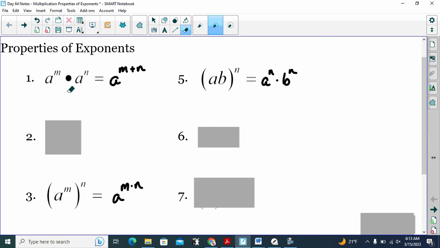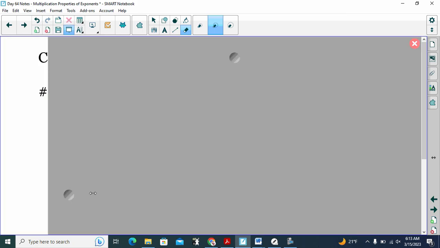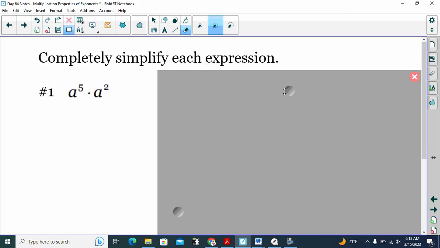So if I'm multiplying, I add the exponents. Power of a power, we multiply the exponents. If I have a product, and then raise that to a power, I can distribute the power. And let's take a look at a few examples here. We are asked, in all the directions on these, to completely simplify the expression.